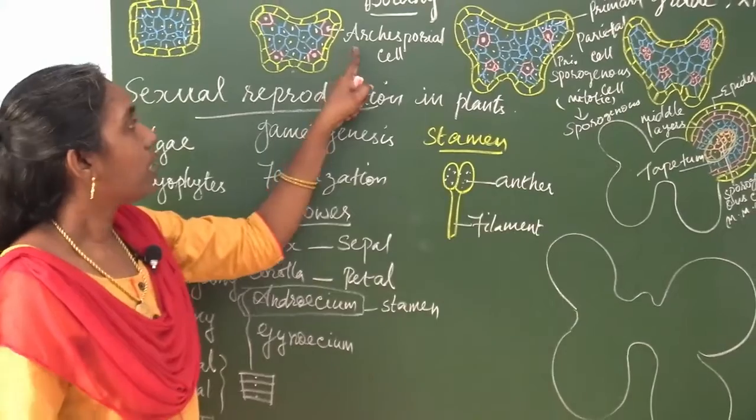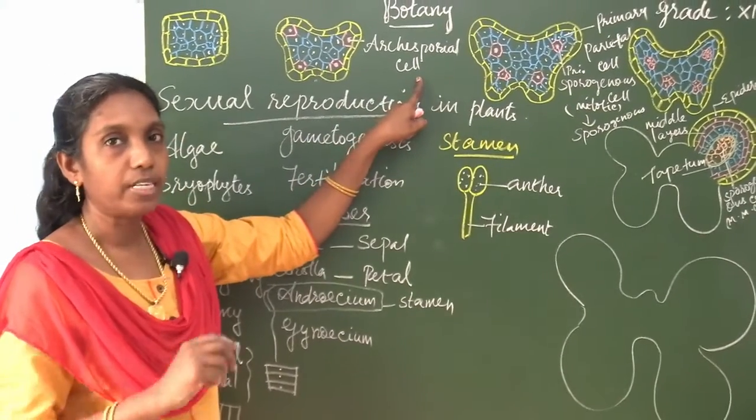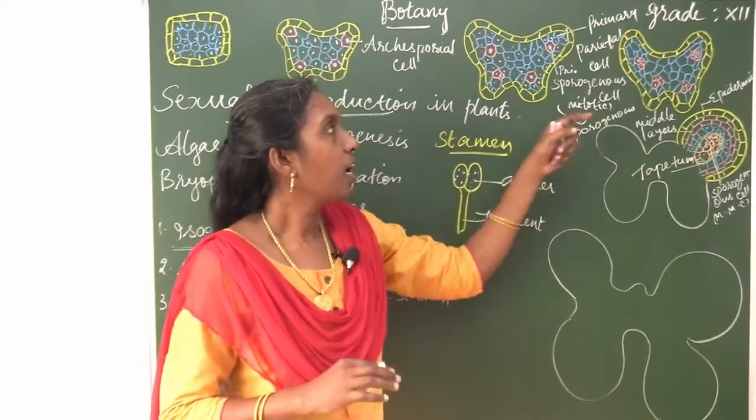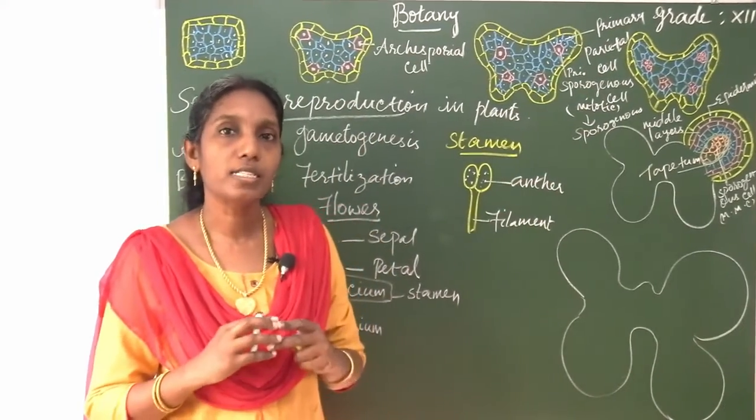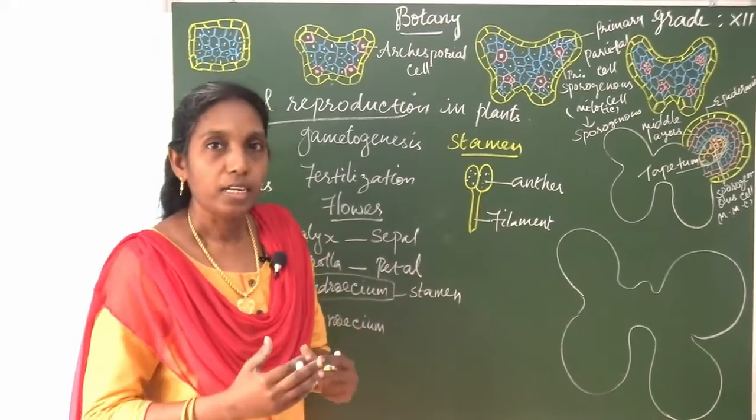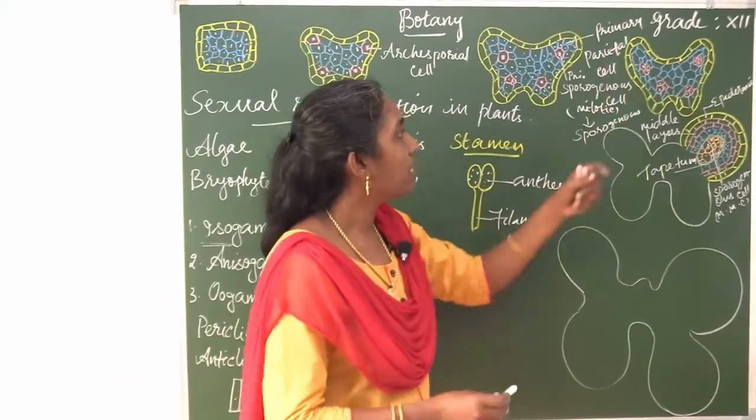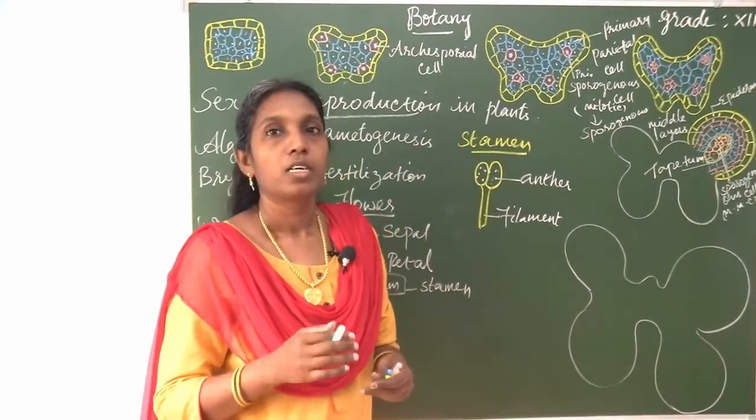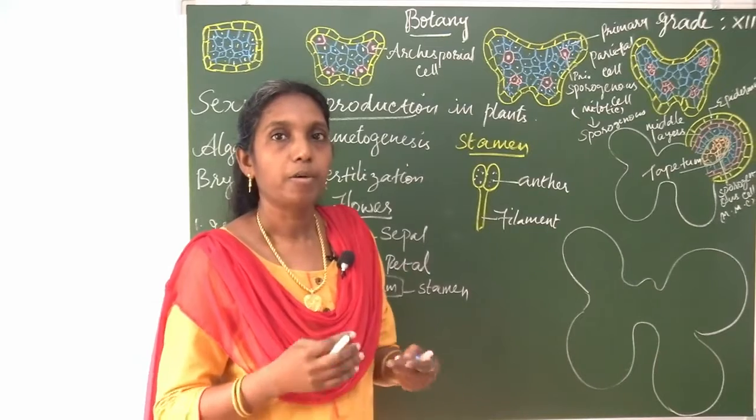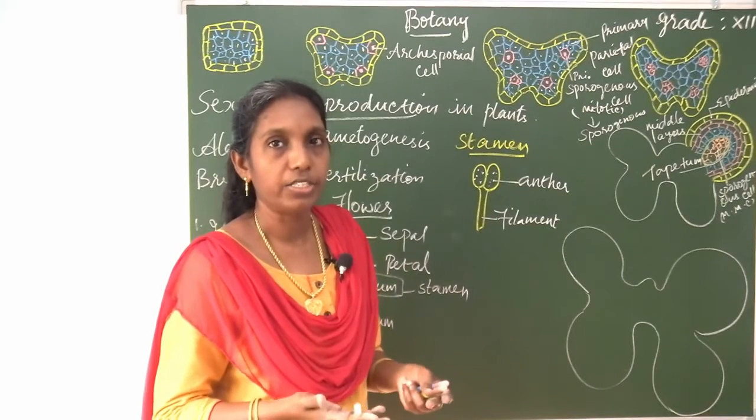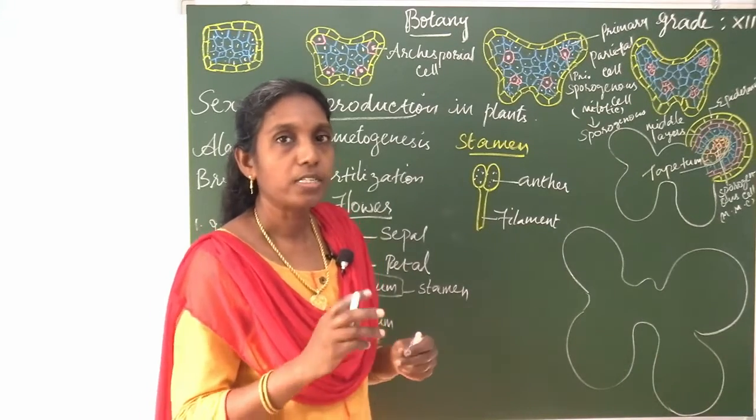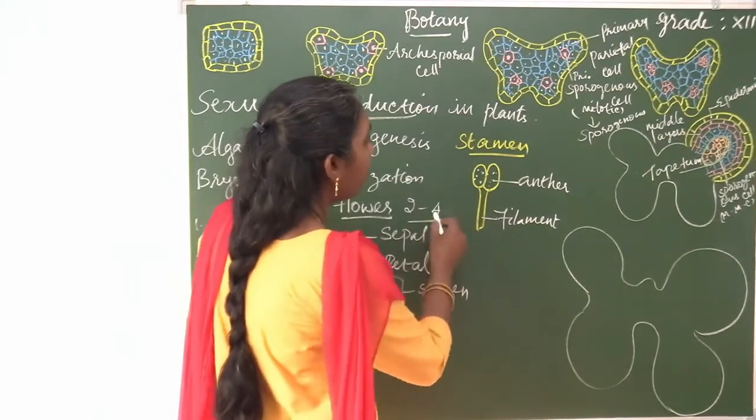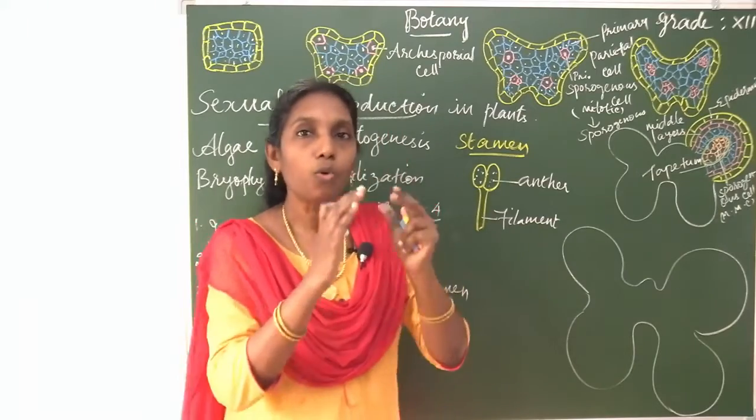Now from the archesporial cell, two different types of tissues are formed. They are the primary parietal cell and the primary sporogenous cell. Again, this primary parietal cell undergoes divisions, periclinal and anticlinal divisions, which produce 2 to 4 layers of anther wall.